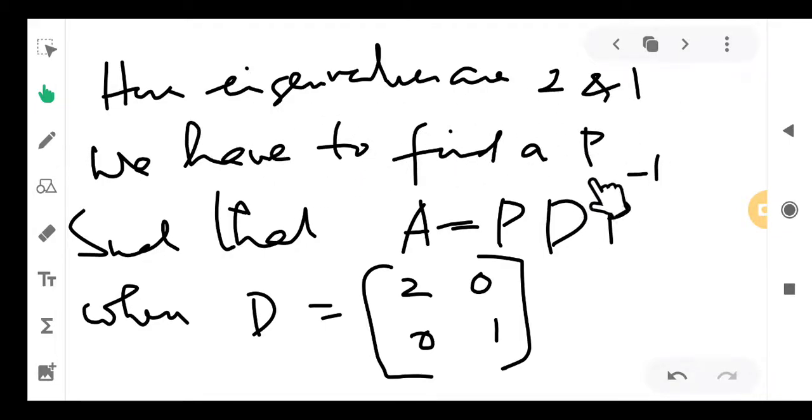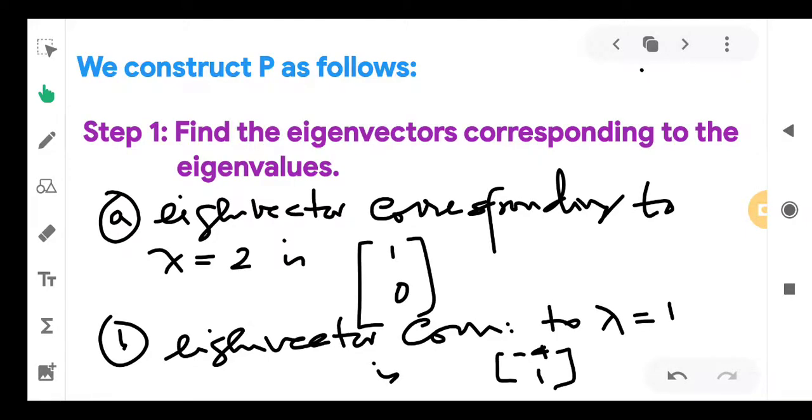As I have told you, we have to find a P such that A is equal to PDP inverse. D is nothing but the diagonal matrix with eigenvalues 2 and 1. Now we construct P as follows. See, the construction of P is very important. Find the eigenvectors corresponding to the eigenvalues lambda equal to 2 and lambda equal to 1.